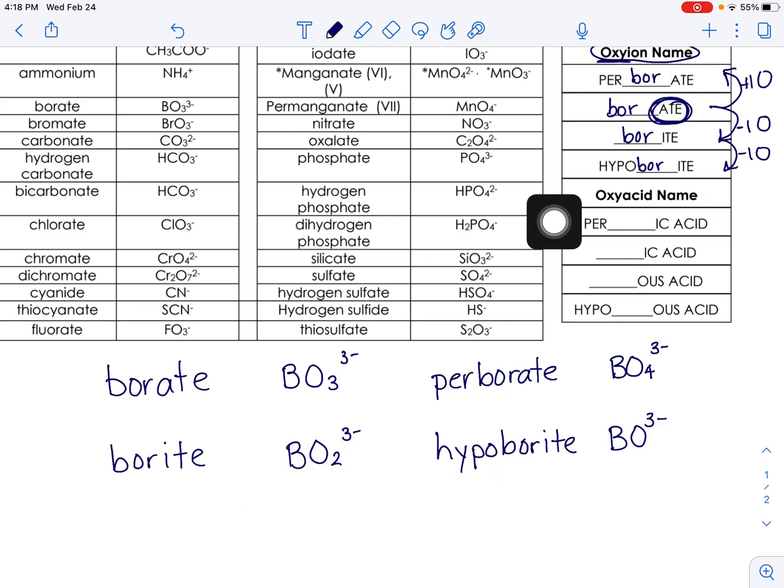Because you have this in your data table, you can actually pick an example and put those in there. And so you can highlight the bor part. Whoops, we don't want to get the -ate, so that's part of the ending. So the bor part is the part that would get filled in over here for each of them. So let's just do one more example here together.